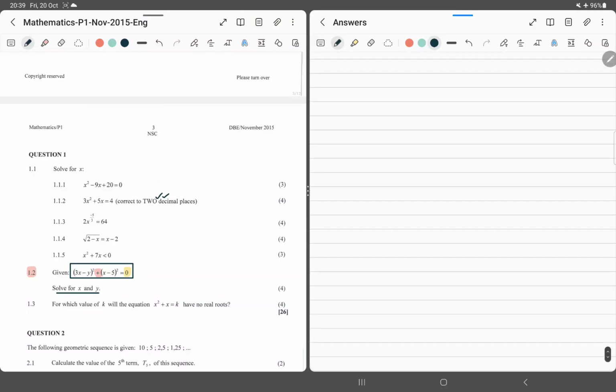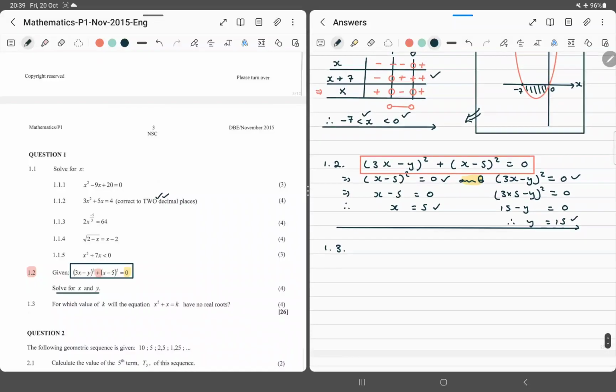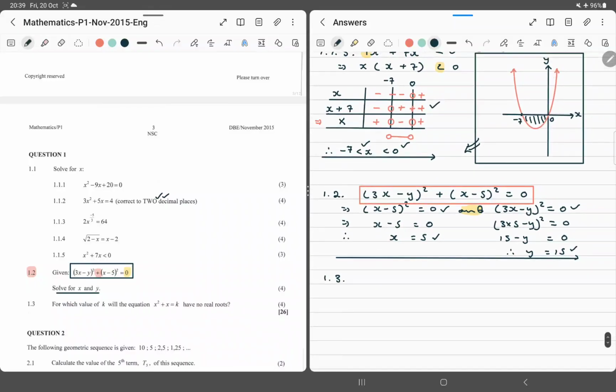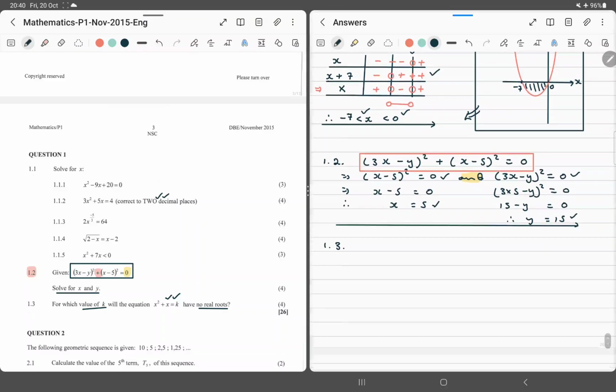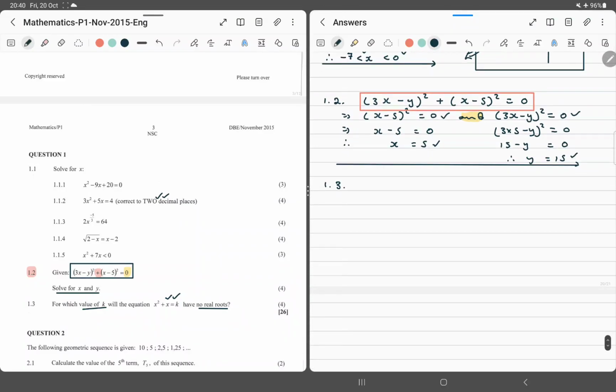1.3. Okay. Now 1.3 says, for which value of k will this equation have no real roots? Okay. So this question is a smart question, to be honest. Let me show you why I'm saying that.